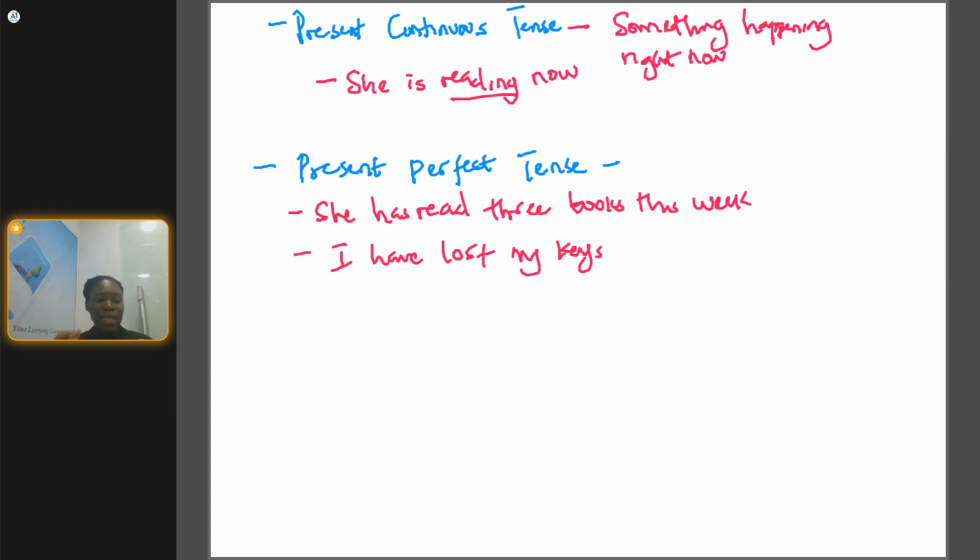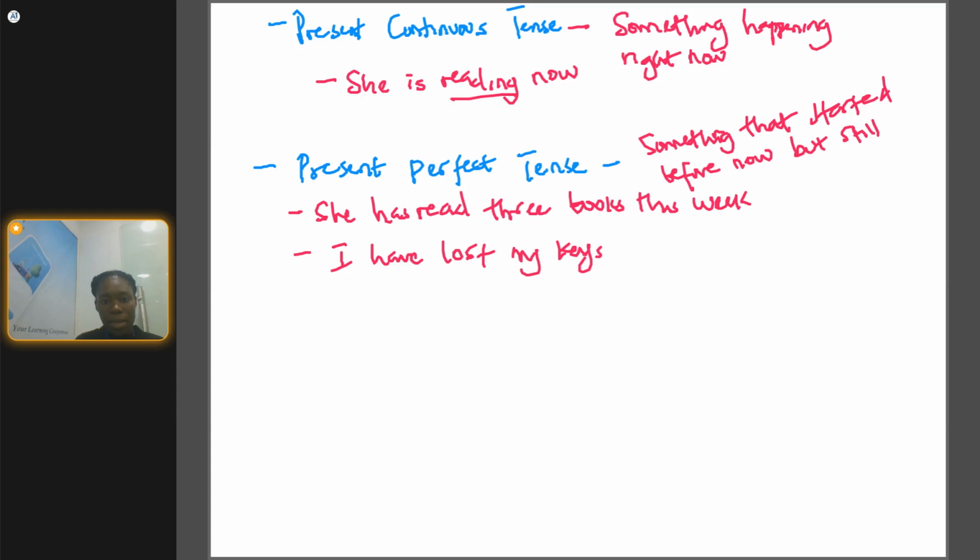So when you have a sentence that happened before now, but affecting the present, you call it the present perfect tense. Okay, so something that started before now but still matters. That's for present perfect tense.